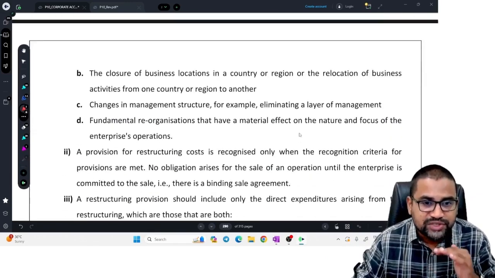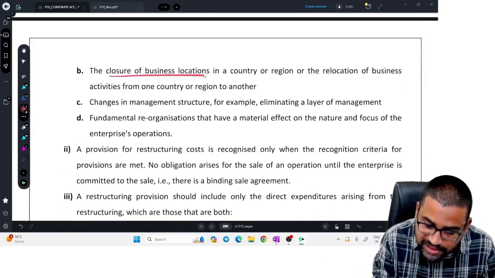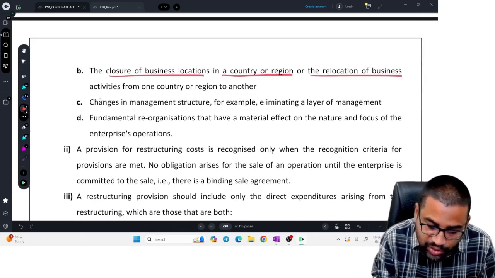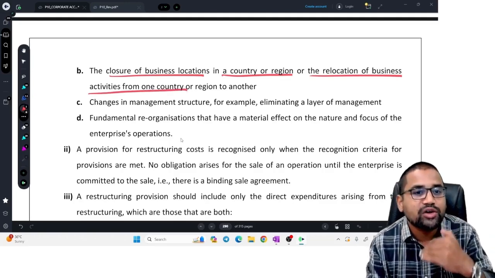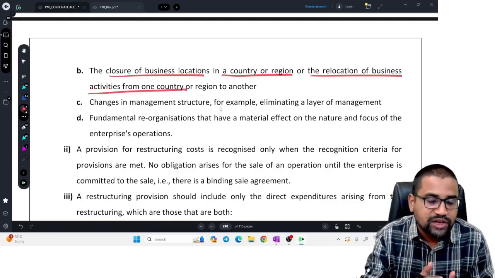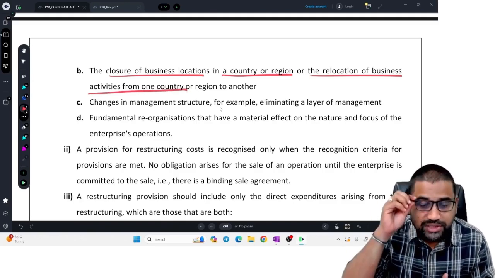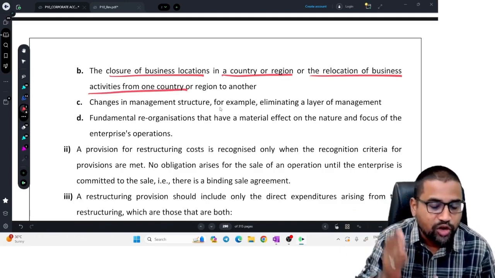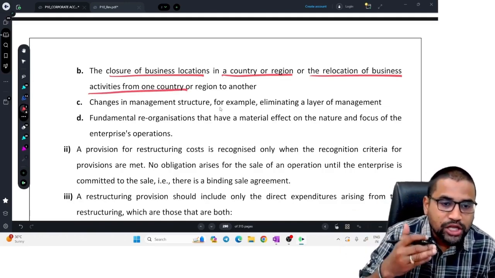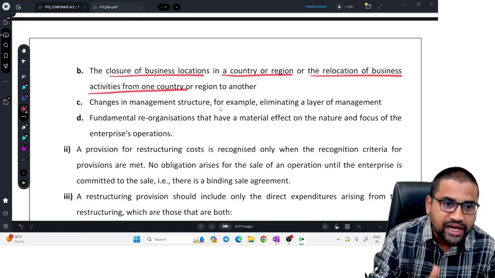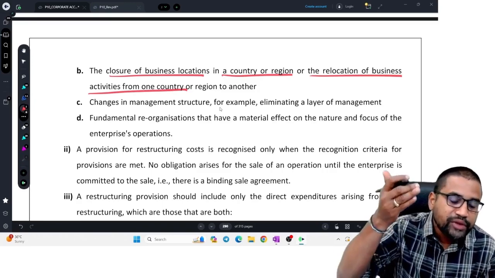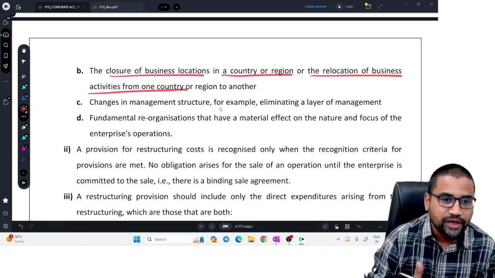Suppose one of our businesses we are selling, or closure of business locations in a country or region, or the relocation of business activity from one country or region to another. Suppose we are doing business in USA, and we are closing our operations in USA. Or we are relocating business activities from one country or region to another, for example, shifting from South India to North India.